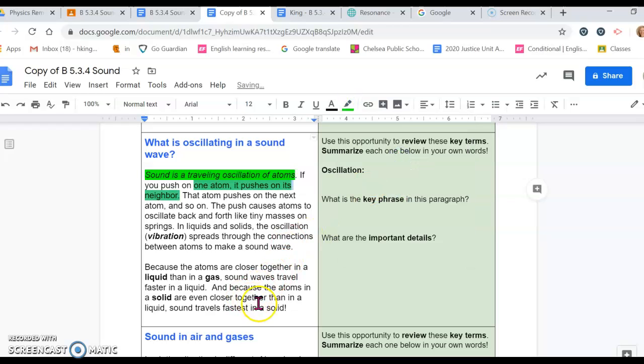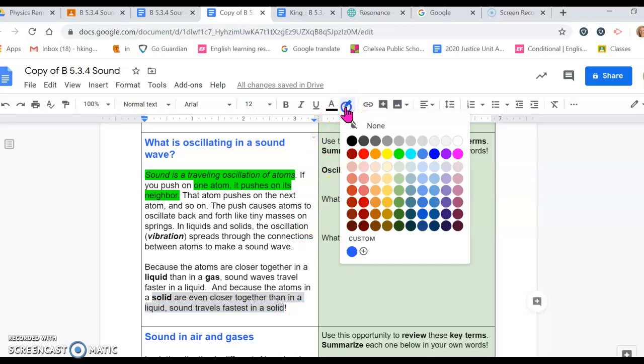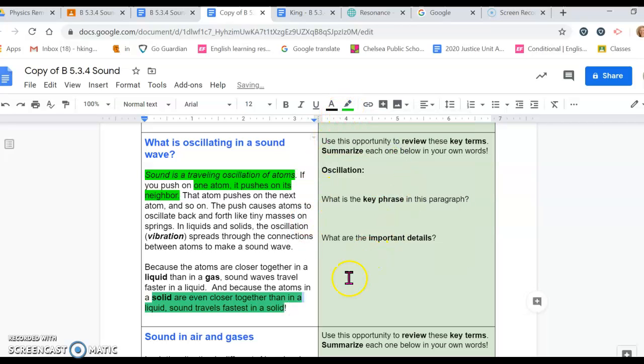Okay. Another piece I really noticed down here, atoms in solids are closer together than in a liquid. Sound travels fastest in a solid. I think that's really important. I'm definitely highlighting that. So one thing to be careful of, I wouldn't highlight everything because then you're not really picking out the important information. This piece down here, I definitely noticed it, okay?